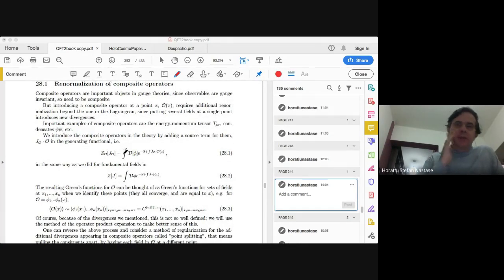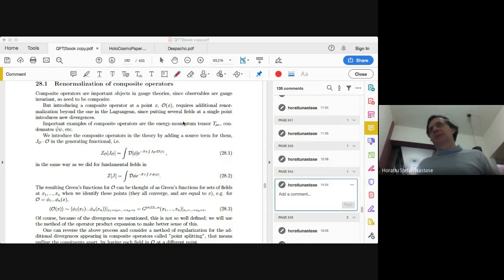So composite operators are really important objects. Fields depend on some position, but a composite operator is something that involves more than one field that nevertheless is defined at a single point. We can guess that this will give us divergences.